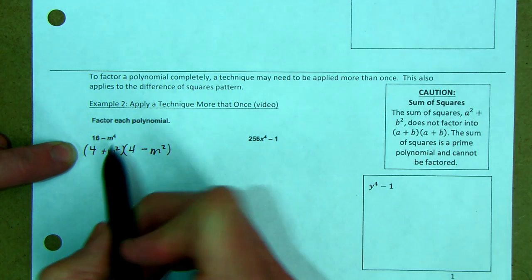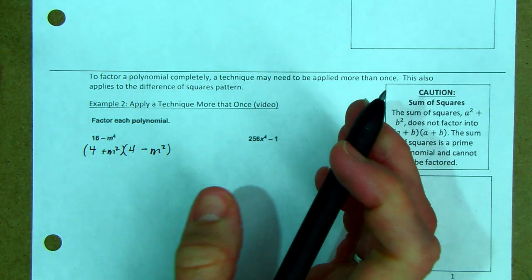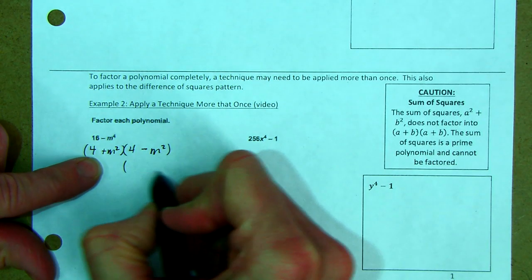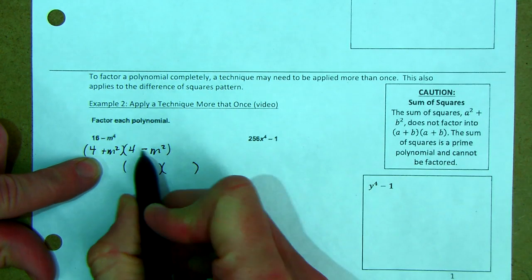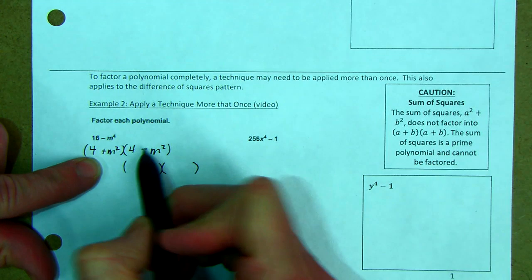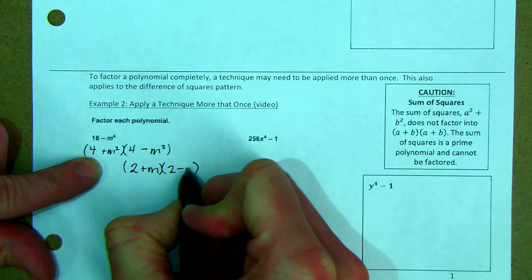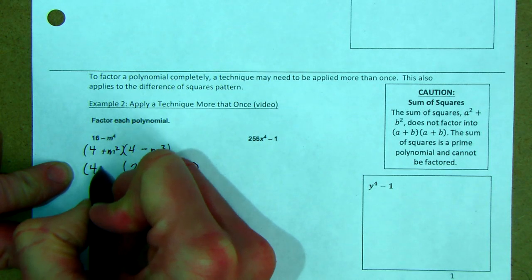But if you'll notice, 4 and m squared are still perfect squares, and it's a difference. So I've got 2 plus m and 2 minus m. And over here, I still keep the 4 plus m squared. And now it's factored all the way down.